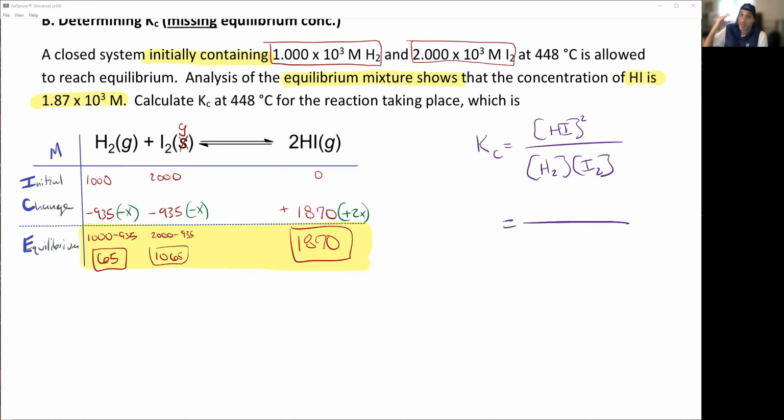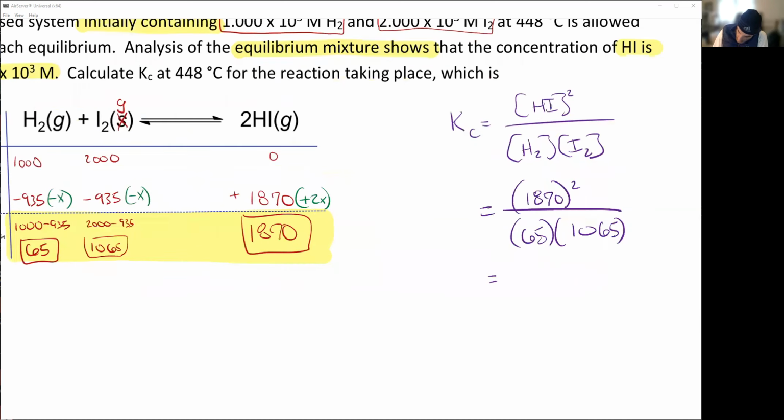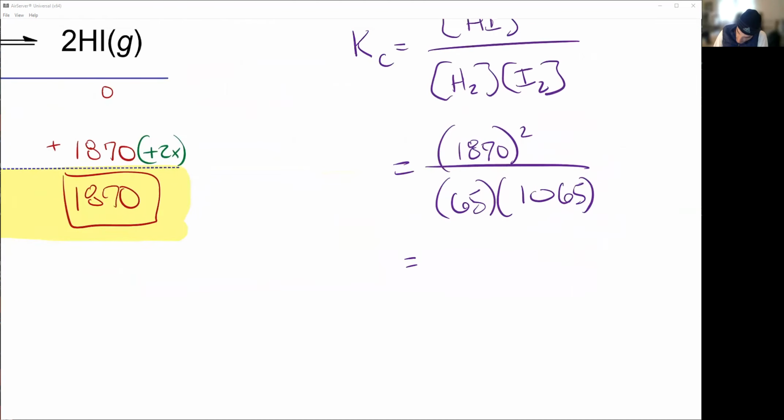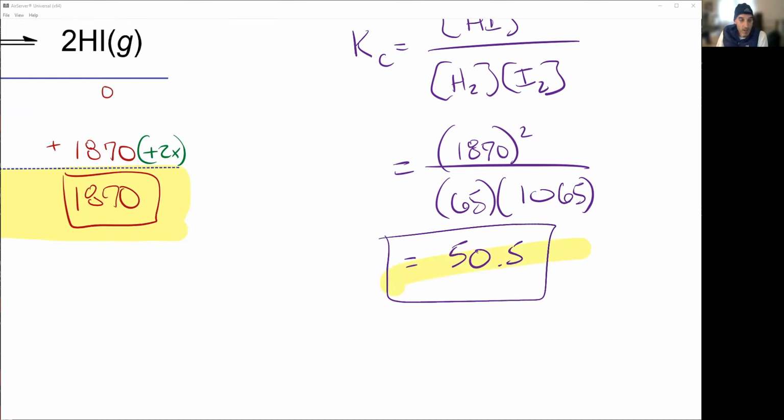I can plug those values in. So once you have the equilibrium values, now we can plug those concentrations into the equation that we have. So that's HI, which is 1870 squared, over H2, which is 65, times I2, which is 1,065. And we do the math, and you end up with 50.5. There we go. We have our final answer. We have our equilibrium constant of 50.5. That makes sense? I hope so.